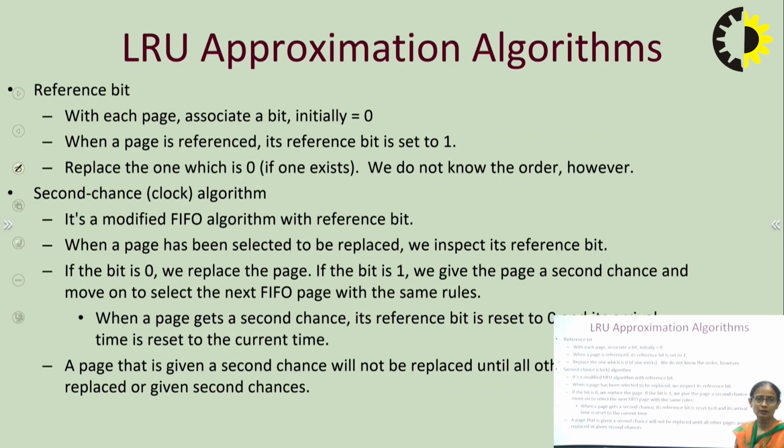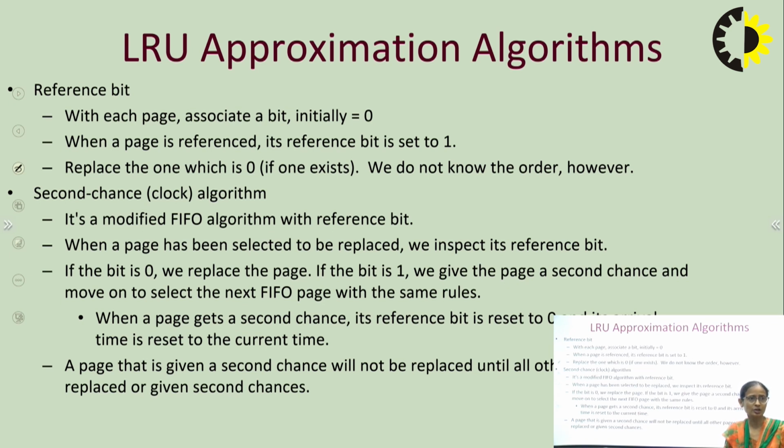We have a separate set of LRU approximation algorithms. One is based on the reference bit and another is the second chance algorithm. In the case of the reference bit, we set a bit on the page. If we have referred the page, it is 1. If we haven't referred the page, it is 0. So I select the victim page with the help of this bit.